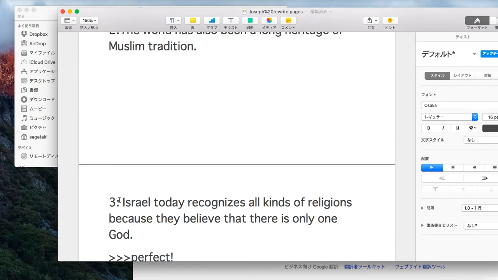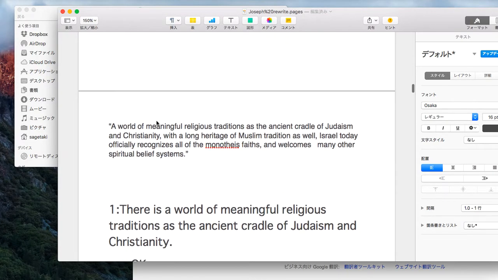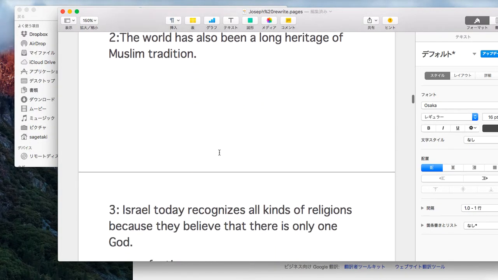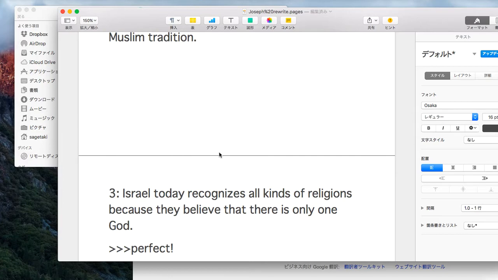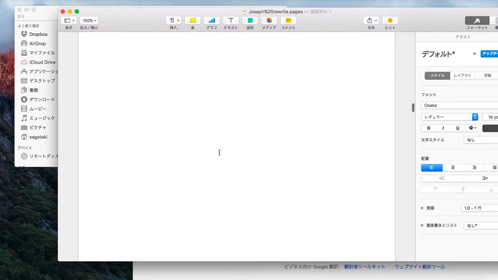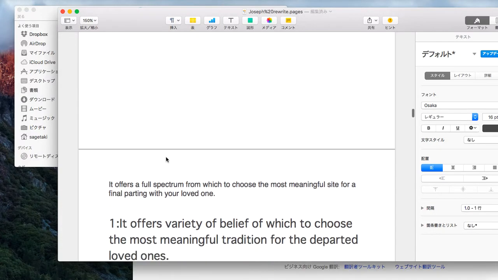So the third sentence that he chopped into was "Israel today recognizes all kinds of religions because they believe that there's only one God." Yeah, this is perfect because of the word "monotheistic" here. This is a little bit of a religiously technical word, and most of the Japanese people may not understand this word. So this paraphrase is really powerful, and this is very good. Let's move on to the next one.